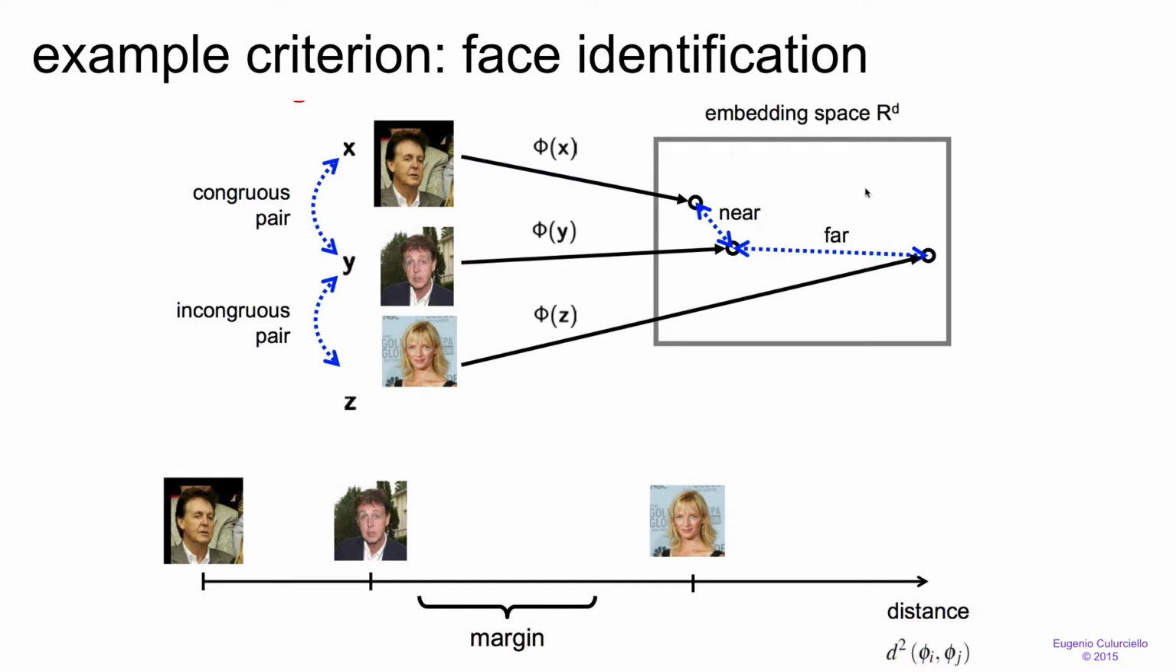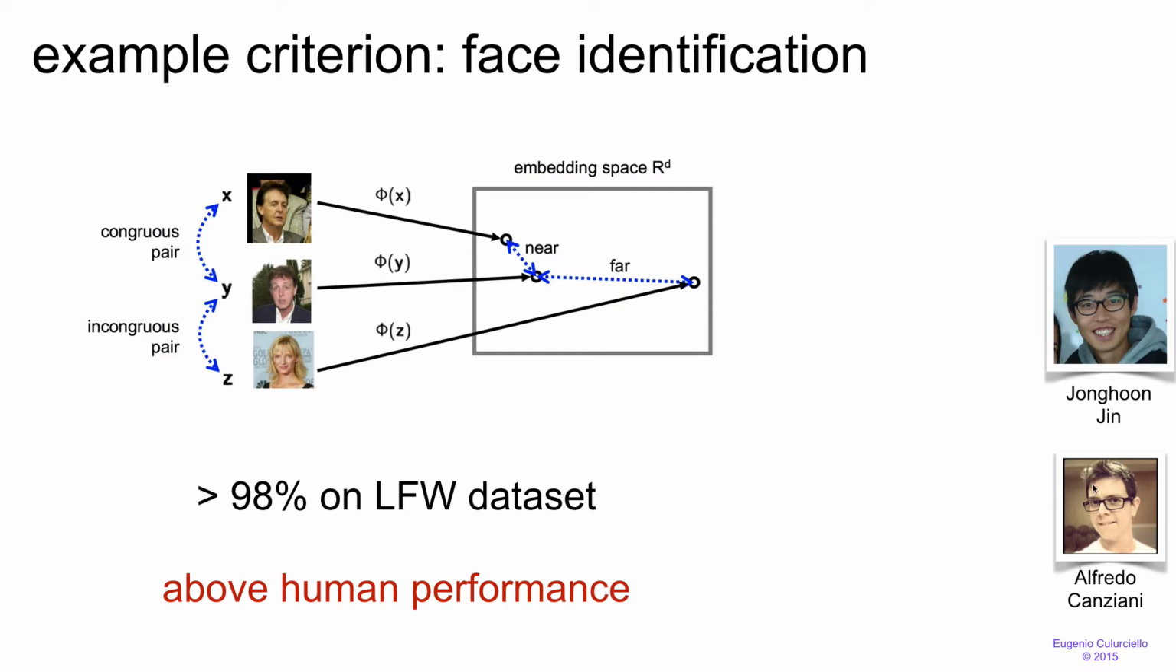It's used by the state-of-the-art Google system to do face identification. John Lun and Alfredo, who are here in the audience, actually reproduced the system from Google, which has, believe it or not, above human performance. In this data set, LFW, they were able to get more than 98% recognition. I forgot how many categories there are in that data set. Several. There are several tens of thousands.